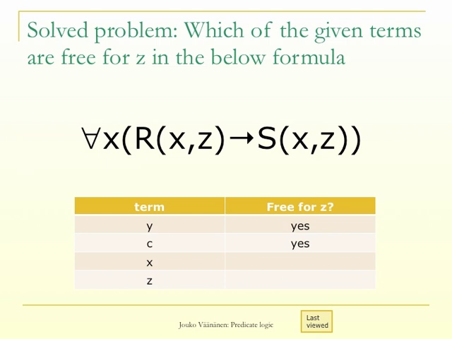What about x? If we substitute x to z, clearly the two free occurrences of z become bound occurrences of x. So the answer is no. Finally, z, a variable is always free for itself. So the answer is yes.